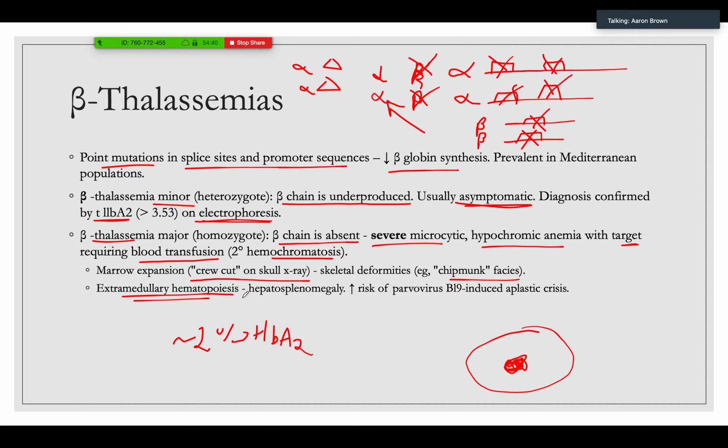So where do you make it? You make it in your liver, and you make it in your spleen. And so you're going to have growth of both of those organs. These patients also have an increased risk of parvovirus B19 aplastic crisis, okay, which means they would have 0 red blood cells at all.